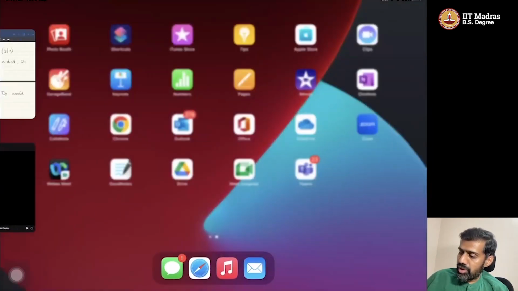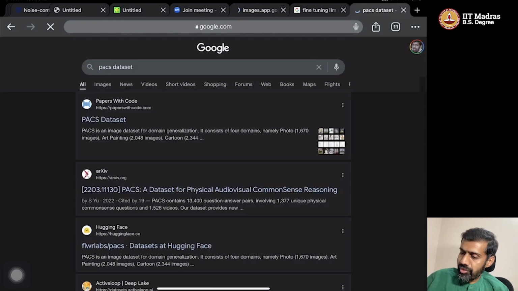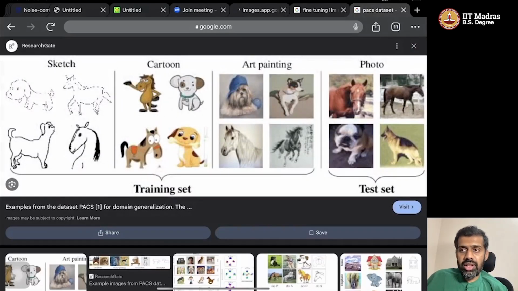So let me show you an example of what I am talking about here. There is a standard data set for this, called the PACS data set. Here is an example of the PACS data set. There we have data coming from 4 different distributions. One is called photo, the other is art painting, the third is cartoon, and the fourth is sketch. Let's say that our training data is coming from one of these 4 distributions, and you have trained a classifier on this. But as human beings, we have no problems in identifying what the class category is, irrespective of the distribution that it comes from.